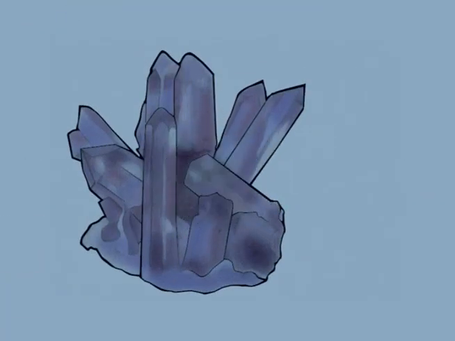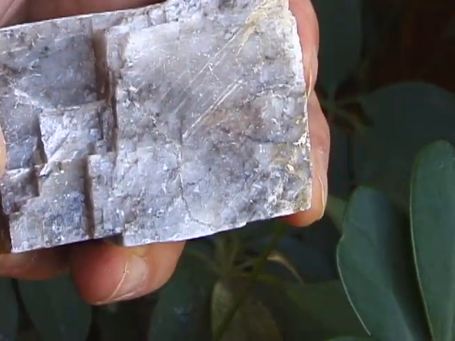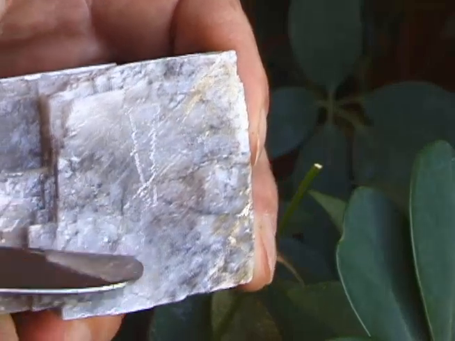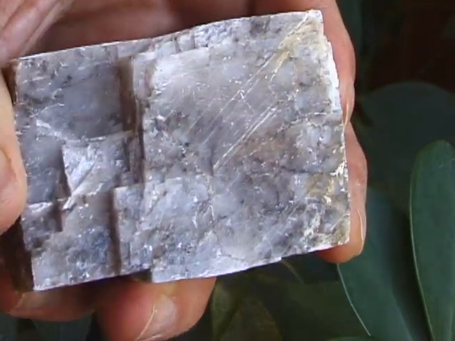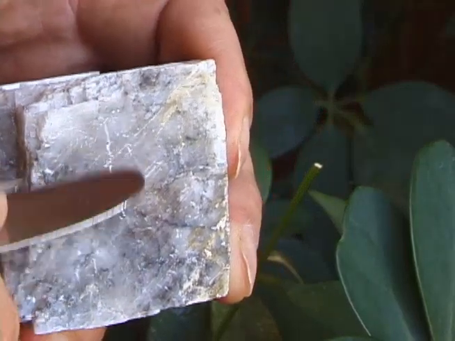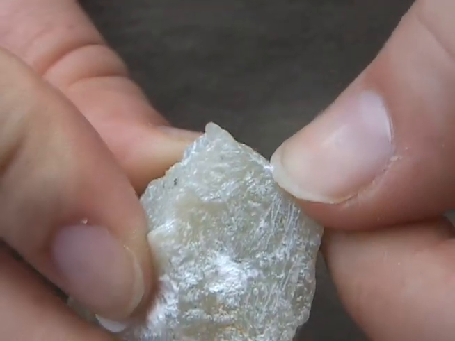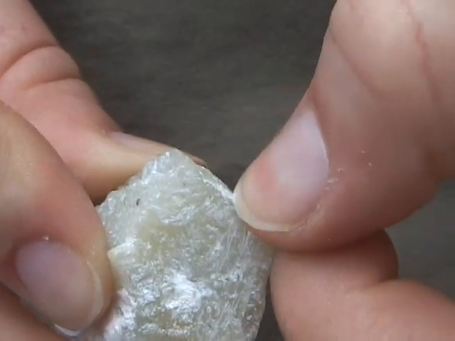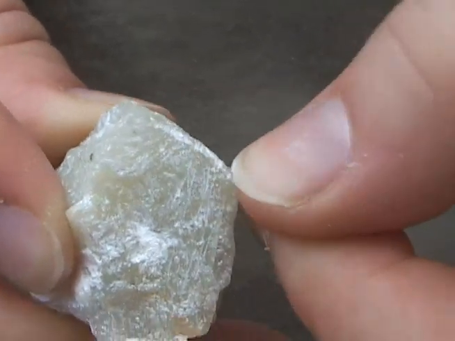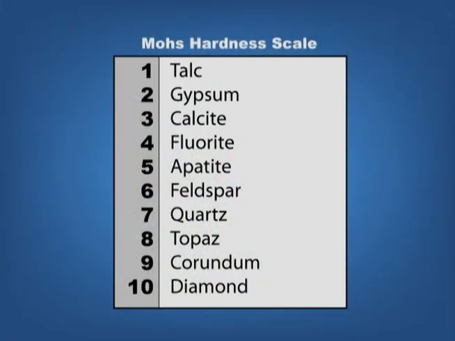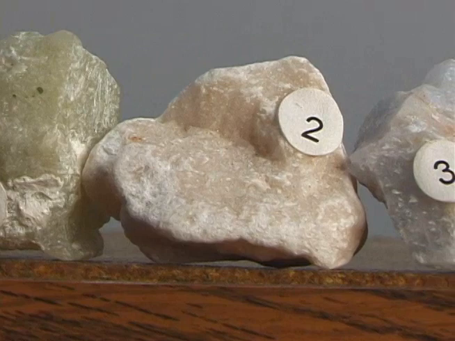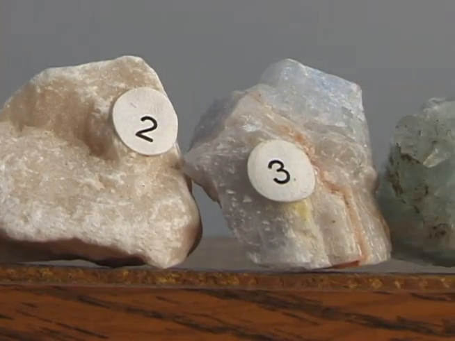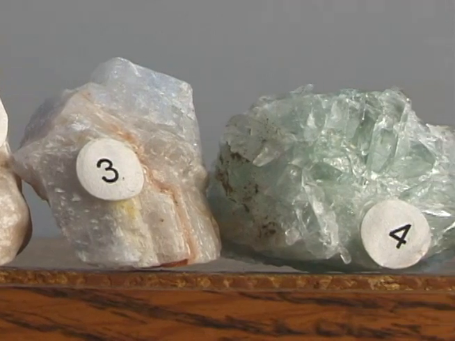You observe. Was this mineral scratched with a fingernail or with a steel knife? Your fingernail can't scratch it, but a steel knife can. This softer mineral, however, called talc, can easily be scratched with a fingernail. Different minerals have varying degrees of hardness. To determine the hardness of minerals, scientists use a scale called Mohs hardness scale. On this scale, talc is the softest mineral at 1, and diamond is the hardest at 10. Between these two extremes are other minerals with progressing degrees of hardness.